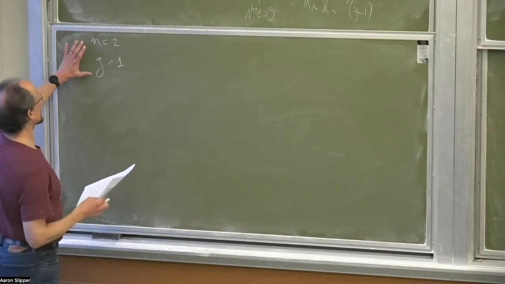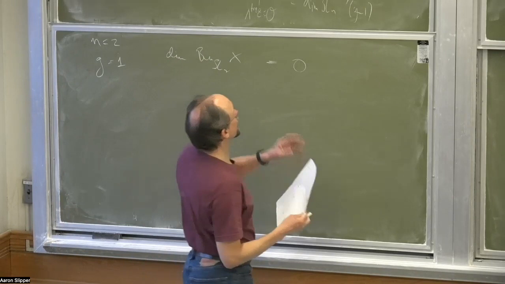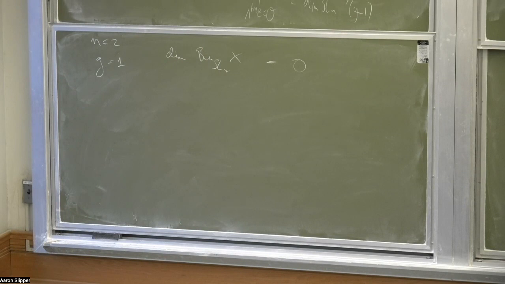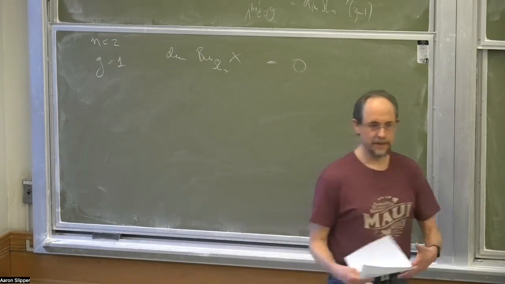So what we see now is that in this case, the dimension of Bun_{SL_2}(X) is zero. Genus 1 has the convenient feature that g minus 1 is zero, so it makes some numbers simpler to write on the board. It's a curious thing: this is going to be a stack with an infinite number of points of dimension zero. So it's good to try to understand what's going on.